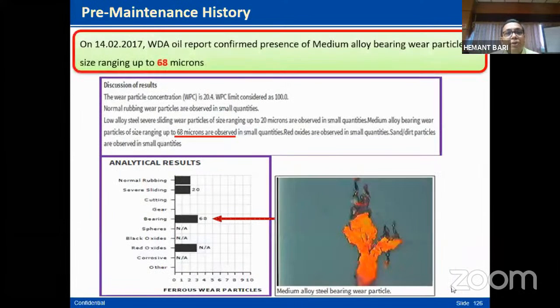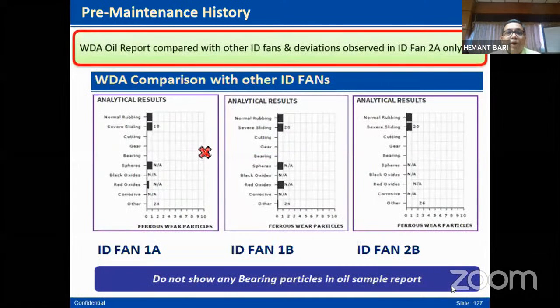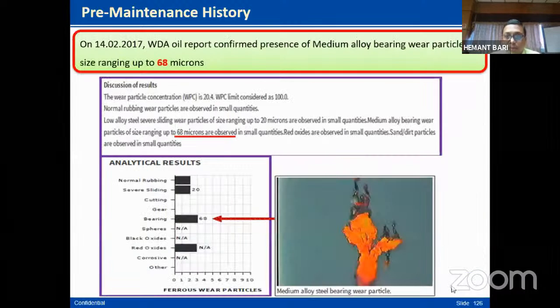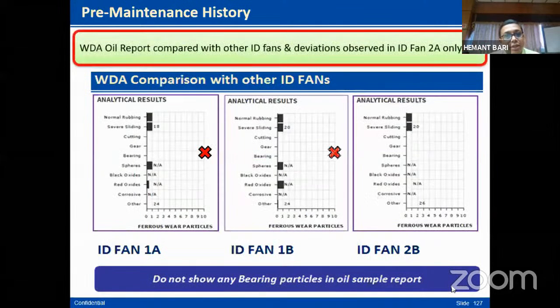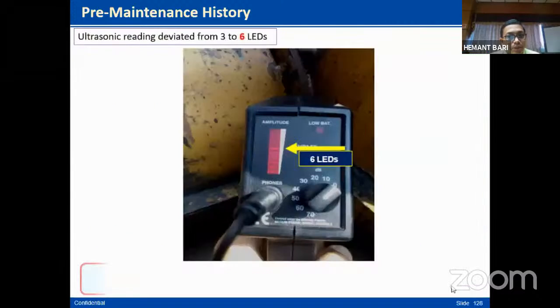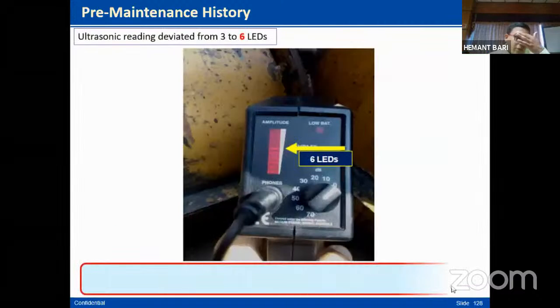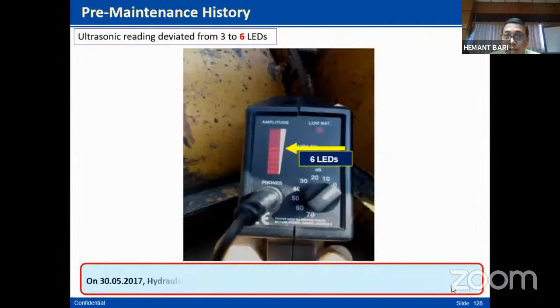Immediately we sent the oil for the wear debris analysis and found 68 micron bearing particle. For other hydraulic couplings of other fans, no bearing particles. This was a great achievement for us, okay, to confirm the fault. Here 68 micron was available, and for other fans there was no bearing particle available. We took the ultrasonic reading, found deviated from 3 to 6.